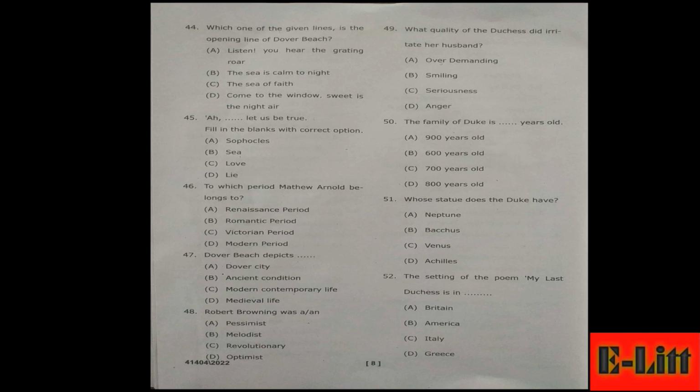46th, to which period does Matthew Arnold belong? Matthew Arnold belongs to the Victorian period, friends. Dover Beach depicts modern contemporary life. Option C is right. Robert Browning was an optimist.